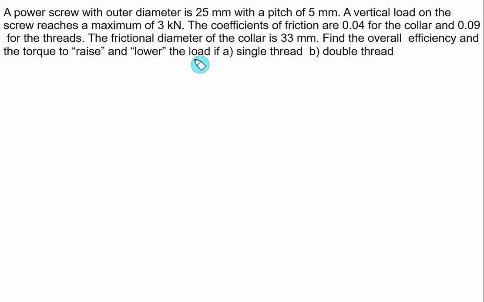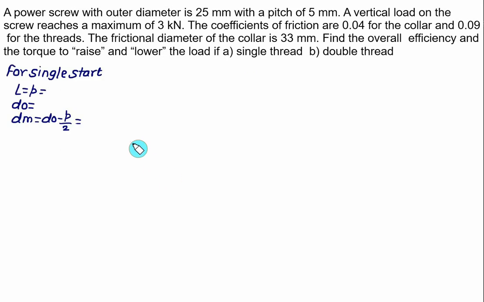In addition to that, the frictional diameter of the collar, that is the mean value of collar diameter, is given as 33 mm. So we have to solve this for single thread and double thread. We'll solve it for single thread first. As far as the single start is considered, we have lead equal to pitch equal to 5 mm.